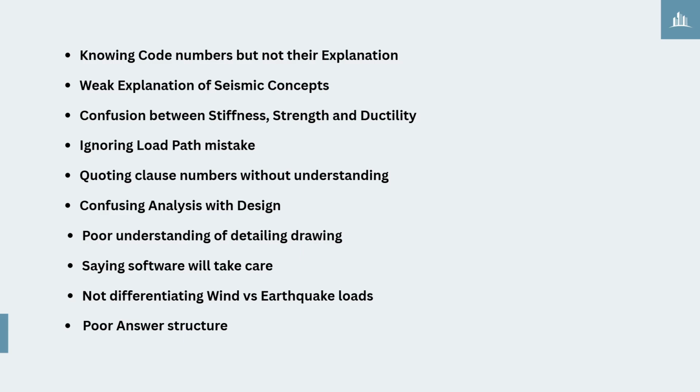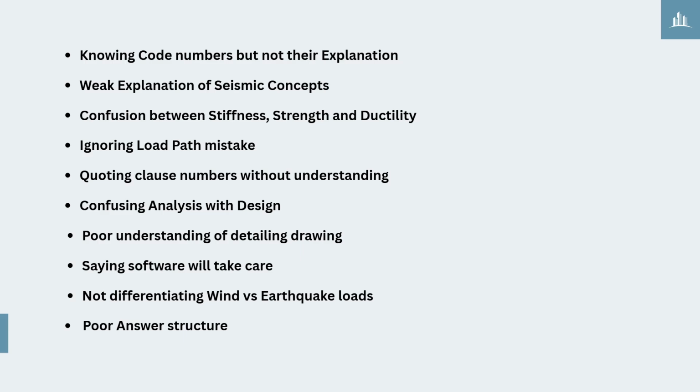The proper order should be: first, definition. Definition means what is it? Second is the reason why it matters. Third is the code, its reference or its limits. And last is the conclusion or practical importance.